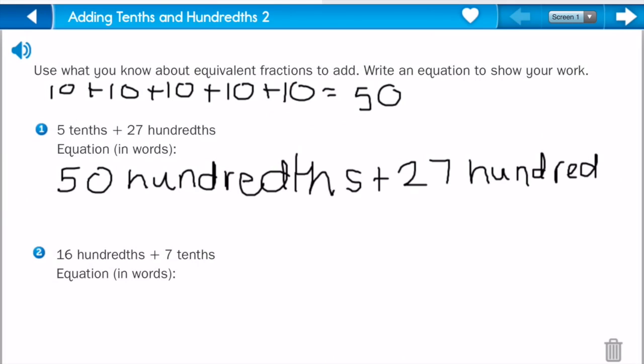Sorry guys, it's kind of hard to write with this. So if I take 50 hundredths plus 27 hundredths, what do I get? Yes, I get 77 hundredths.